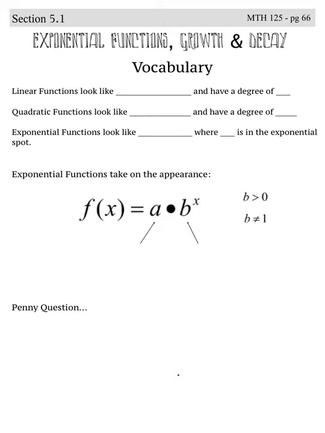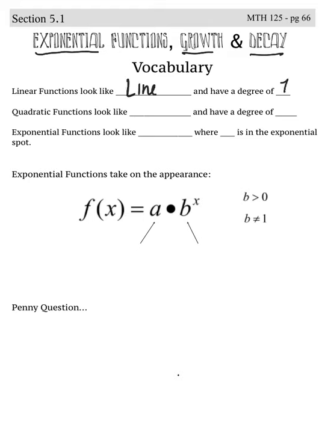We're looking at chapter 5 and we are on page 66. We're going to start this off by looking at different kinds of functions, exponential functions, and how they grow and how they decay.